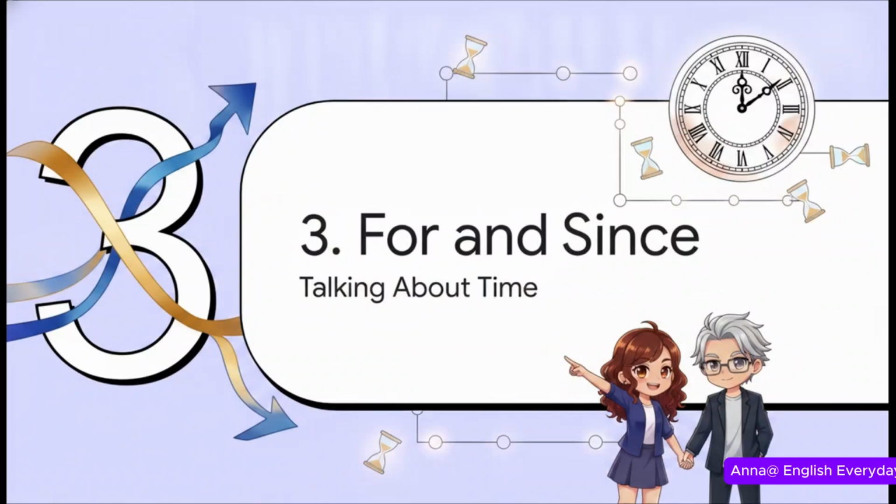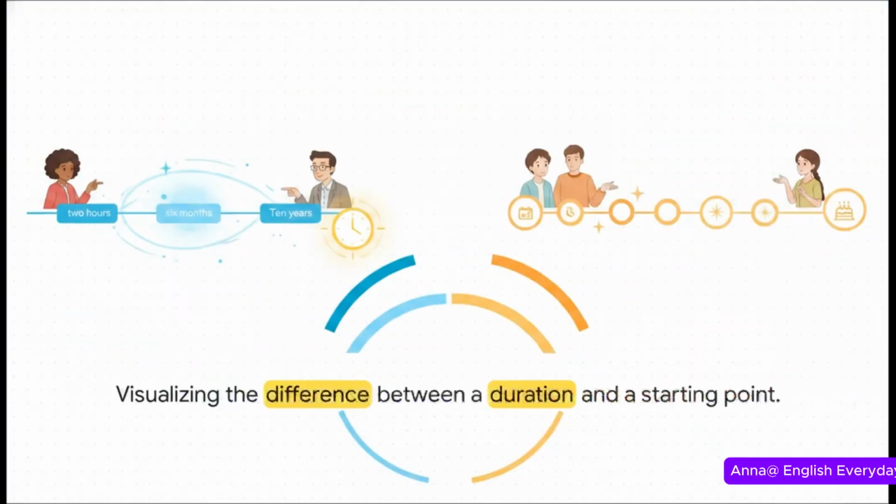Let's jump to Section 3, for and since, talking about time. This is super important. A huge part of the present perfect is using for and since to talk about things that started in the past and are still going on. Here's the difference. Since points to a specific, exact starting point on your timeline, like 8 o'clock, Monday, or the month of April. But for measures the duration. It's the length of time spanning across your timeline, like 2 hours, 6 months, or 10 solid years.